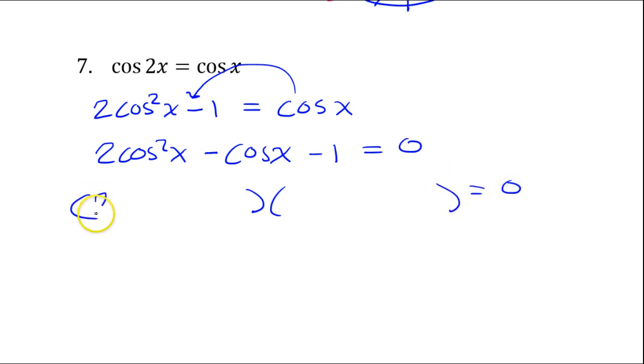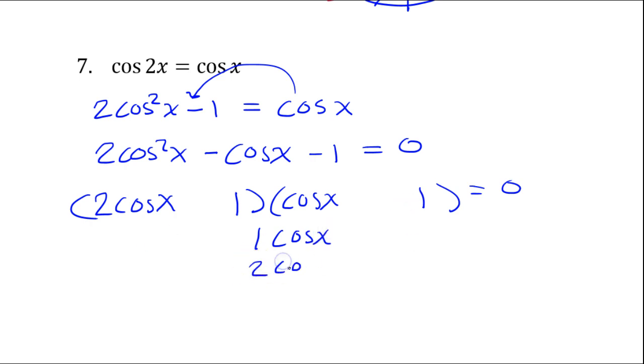2 cosine squared x will only factor as 2 cosine x times cosine x. 1 can only factor as 1 times 1. Inner plus outer must equal middle. Inner, I have 1 cosine x. Outer, I have 2 cosine x. I'm trying to get a middle of negative 1. That will happen if I have a positive 1 and a negative 2. So that means this has to be positive and this has to be negative. Will I get a negative 1 at the end? Yes, positive 1 times negative 1 is negative 1. So this is how you factor it.